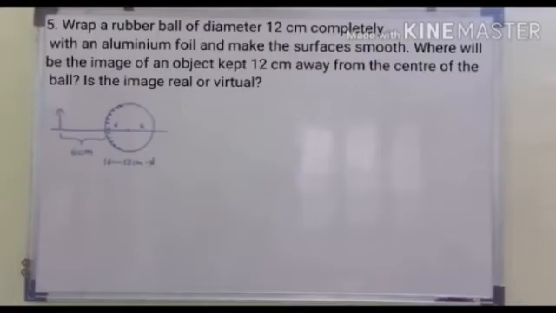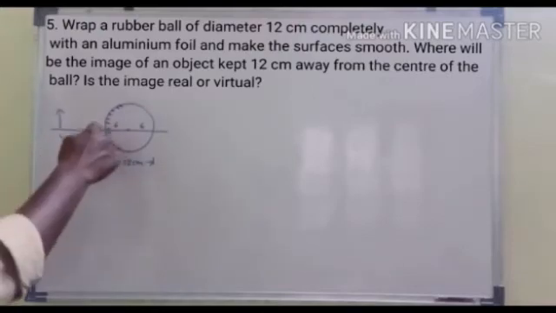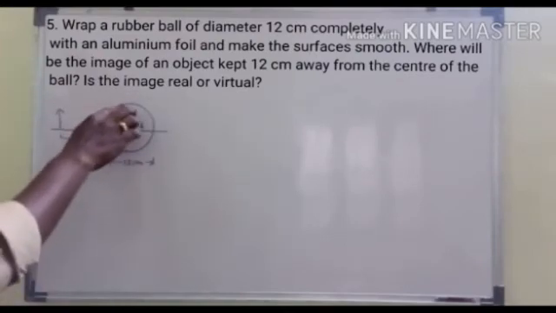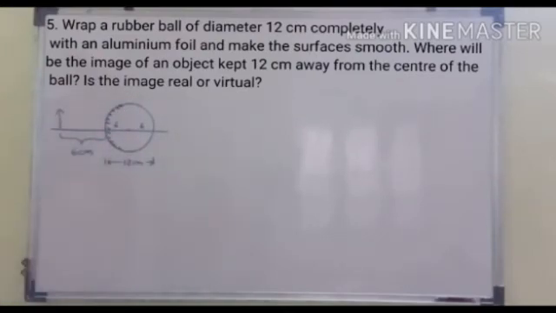The next question: wrap a rubber ball of diameter 12 cm completely with an aluminium foil and make the surface smooth. Where will be the image of an object kept 12 cm away from the center of the ball? Is the image real or virtual? So consider this as the rubber ball. While we wrap it using an aluminium foil, it acts like a convex mirror.